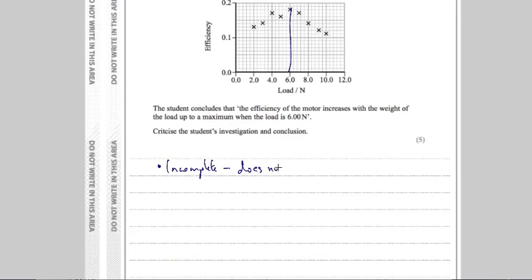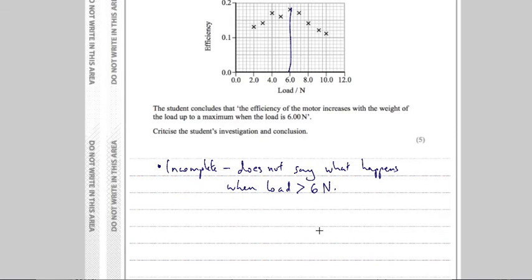Does not say what happens when load is greater than 6 newtons.